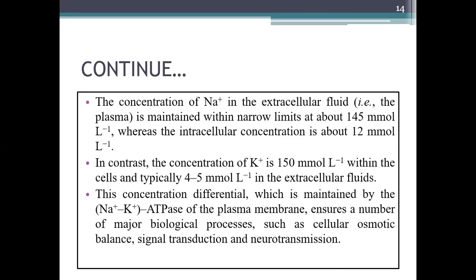The concentration of sodium in the extracellular fluid, like plasma, is maintained within narrow limits at about 144 millimole per liter, whereas the intracellular concentration is about 12 millimole per liter. In contrast, the concentration of potassium is 150 millimole per liter within the cells and typically 4 to 5 millimole per liter in the extracellular fluids. This concentration differential, which is maintained by the ATPase of the plasma membrane, ensures a number of major biological processes such as cellular osmotic balance, signal transduction, and neurotransmission.